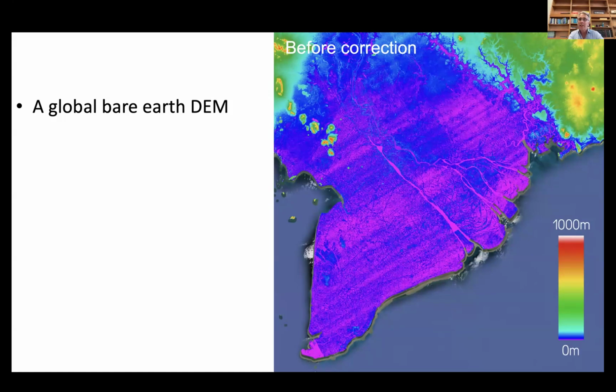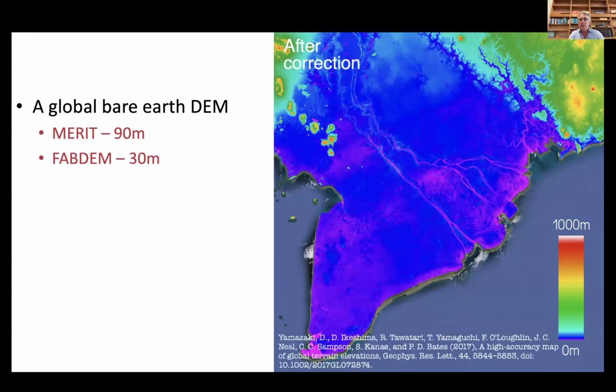And you can also see on here that there's vegetation and buildings and just noise and speckle as well. Unfortunately, this is the cleaned up version after correction. And this is the work of Dai Yamazaki to produce the MERIT DEM back in 2017.